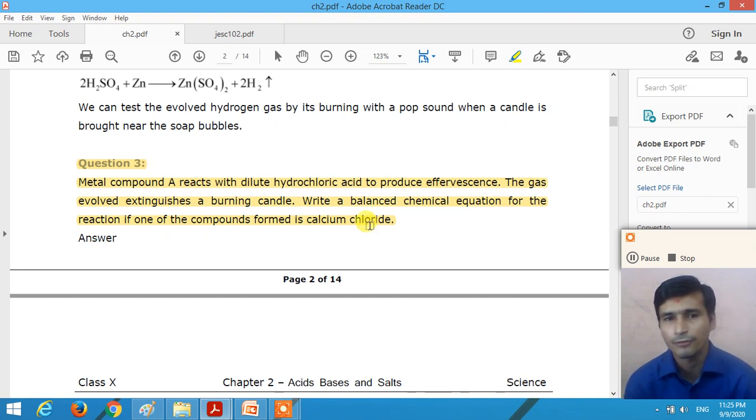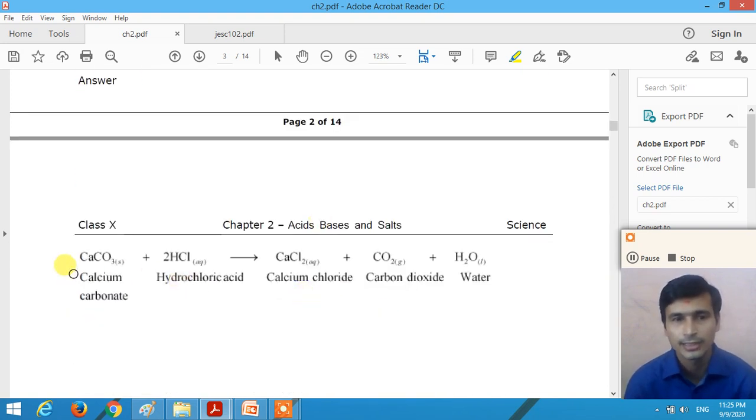The compound formed is calcium chloride. Write the balanced chemical equation for that. So we know that calcium chloride presents calcium, right? So what is the metal? The metal we consider is calcium carbonate. So when calcium carbonate reacts with hydrochloric acid, we get calcium chloride, carbon dioxide and water, right? Now balance this equation, right?